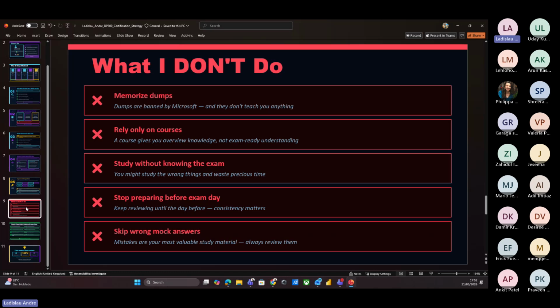And studying without knowing the exam is what makes a lot of experienced analysts and professionals fail, because they think, all right, I know this tool, I don't need to study for the exam, I'll just do it. You can fail because you didn't study for the exam. Start preparing before the exam.